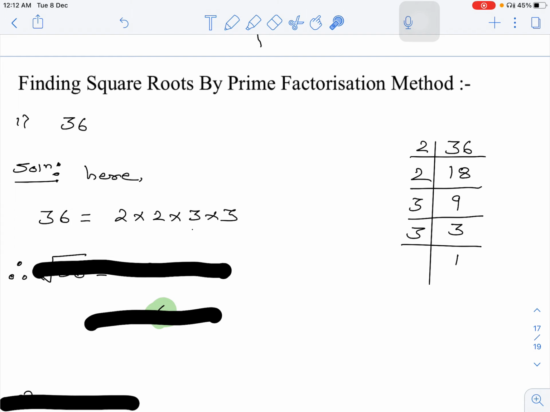Now what you have to do is check how many pairs we are getting. So this is our first pair, this is our second pair. Now in the next step, when we write the square root of 36, or whichever number it is, from each pair we select only one number. Here 2 is repeated two times, so we write it only one time. 3 is multiplied two times, so we write it only one time. So finally we get that the square root of 36 is nothing but 2 3s are 6.